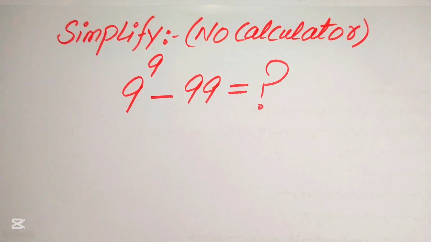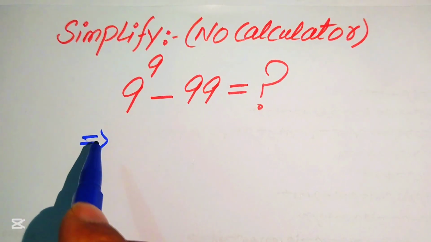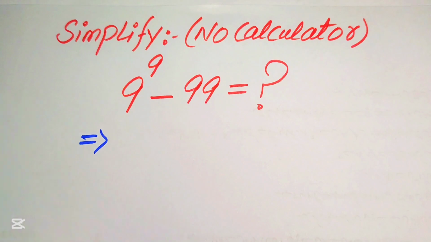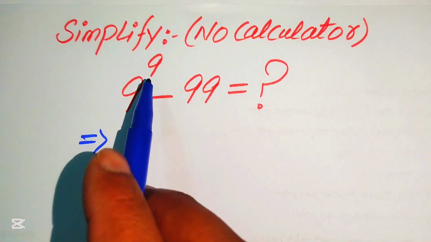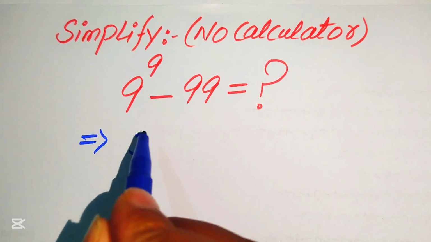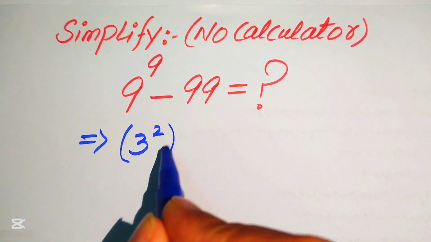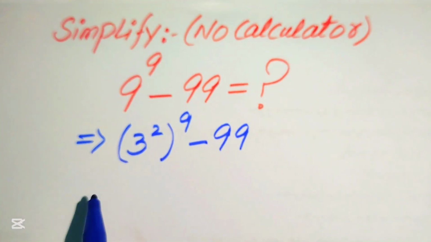We will solve this problem without using the calculator, and we will show all of the working on this paper. So the very first step is to focus on the exponent of this 9. You see its exponent and base are both 9, so we write its base as 3 squared, and its exponent is 9, minus 99.